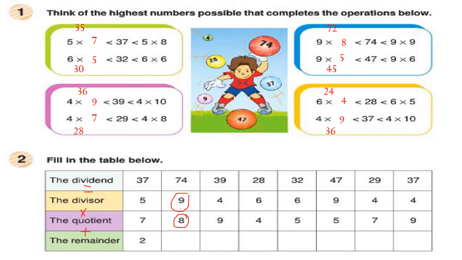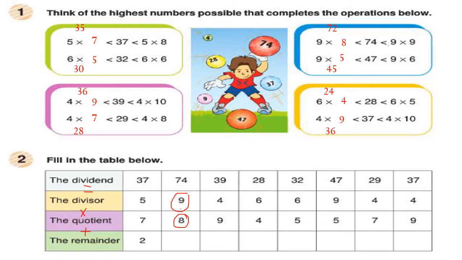Now question number 2. Fill in the table below. Look here, we have dividend equals divisor times quotient plus remainder. You know that rule. And here what should I do, teacher? We have 37, right? First of all, you multiply the divisor with the quotient. 5 times 7, 35. 35 plus 2 gives 37.